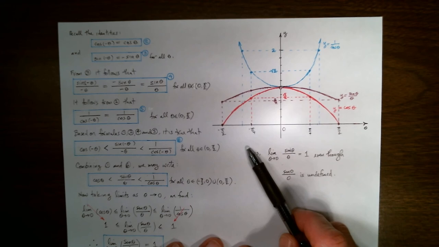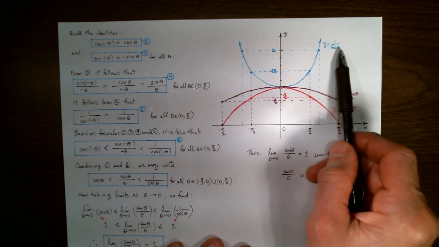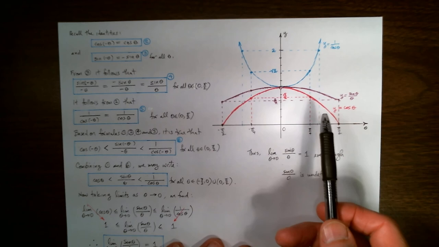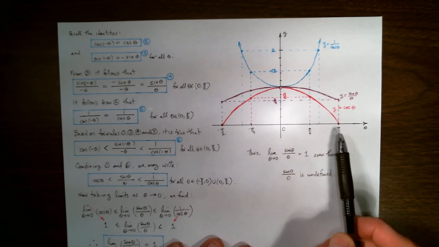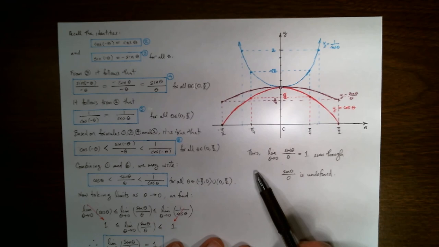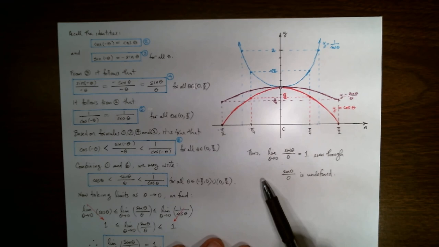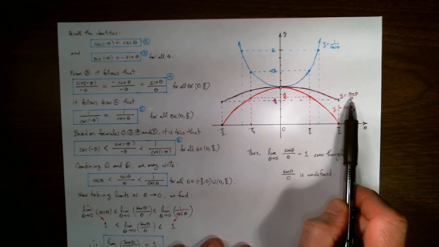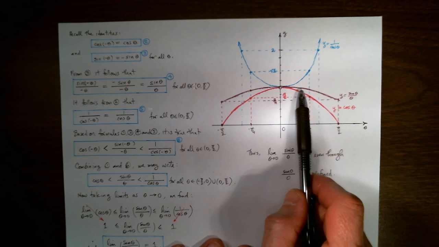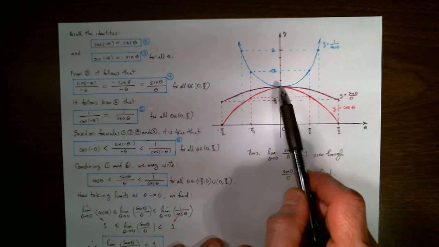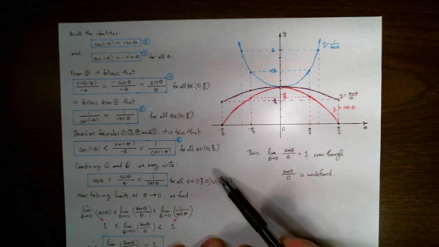And as theta approaches pi over 2 or minus pi over 2, because the cosine goes to 0 at both values, then 1 over the cosine of theta is going to become unbounded. And so the graph of y equals 1 over the cos theta has the vertical asymptotes x equals pi over 2 and x equals minus pi over 2. And so then finally, let's look at the intermediate function here, y equals sine theta over theta. Again, it's undefined at theta equals 0, right? Division by 0 is undefined. However, we see that it's bounded between these two curves on the left of 0 and on the right of 0, and therefore the limit of the intermediate function as theta approaches 0 must be the common limit from above and below, which was 1.